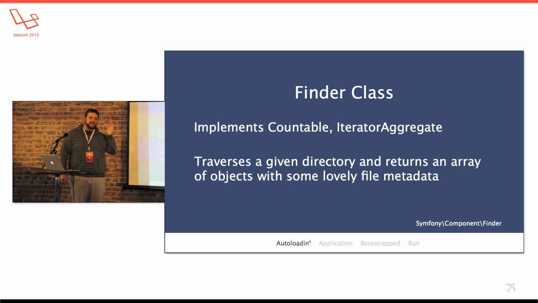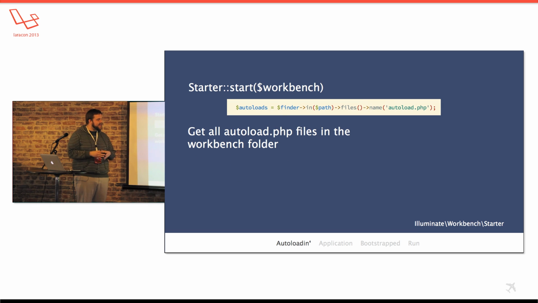IteratorAggregate lets you do the for loop on said object, and I'll show you an example of how that works shortly. And then it traverses a given directory and returns an array of objects, an array, see? That's another one. With some lovely file metadata, essentially just an object that can give you specific things in a class. So this is the Finder.